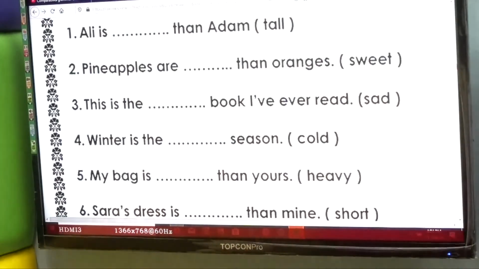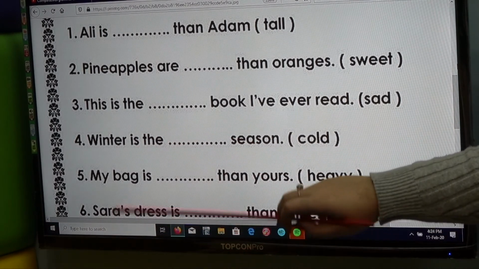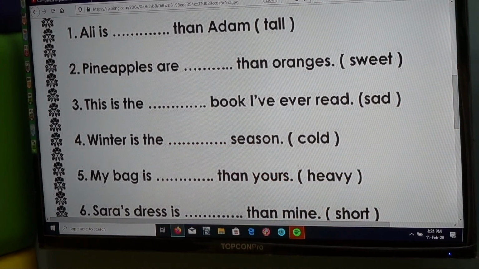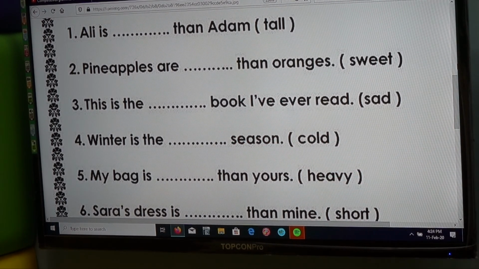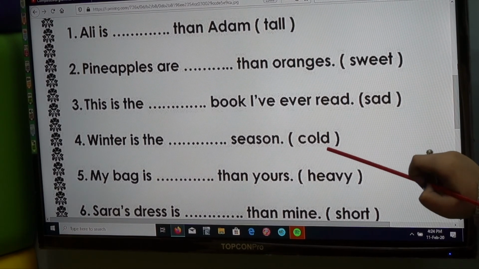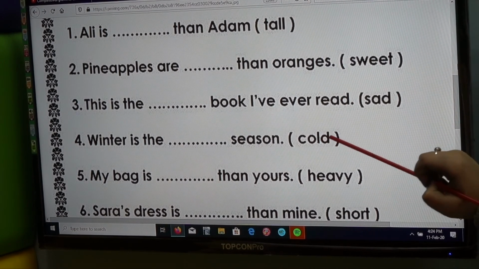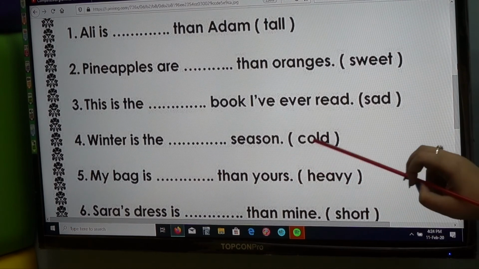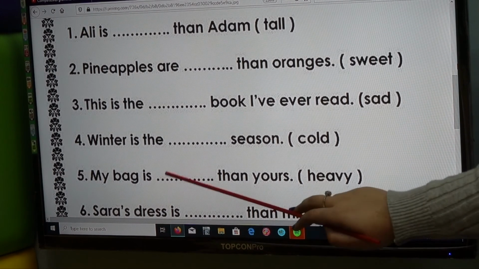Oh, the TV is sleepy. All right. Winter is the coldest season. Coldest. How do we spell coldest? Anything special in the end? No, right? They both are consonant. So we just add EST. Yes. Cold becomes coldest. C-O-L-D-E-S-T. All right.